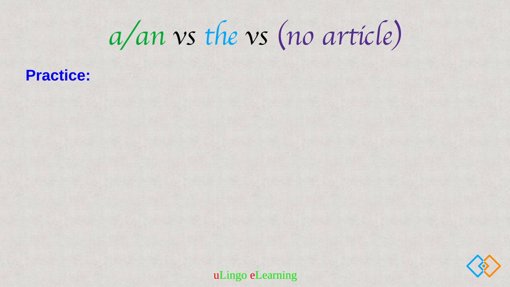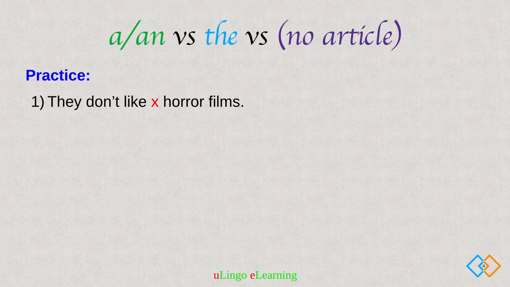Here's a small exercise to help you practice what we have learned. For each of the sentences, fill in the gaps with an appropriate article. If it needs no article, just put a cross. Sentence 1. I don't like horror films. And the answer is, I don't like horror films. In this sentence, we talk about horror films in general. That's why there is no article before it.